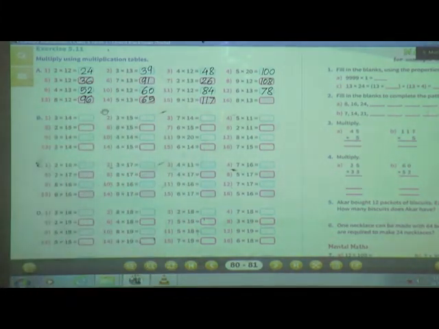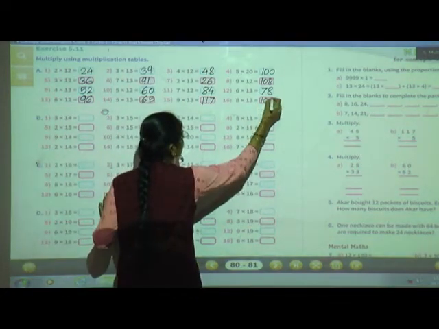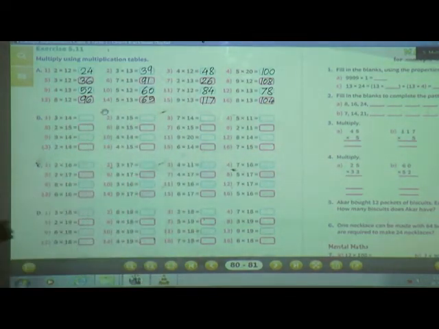What is the next? 8 into 13. Say the table of 13 till 8. 13 8s are 104. Write here 104. Understood? Complete till here. A question over. Okay. Now shall we start B question?